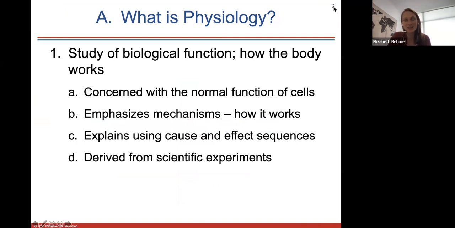So what is physiology? You just finished up anatomy, and anatomy was the study of biological structure. So you learned the names of things. Well, physiology is the study of function, now how all the body works together.